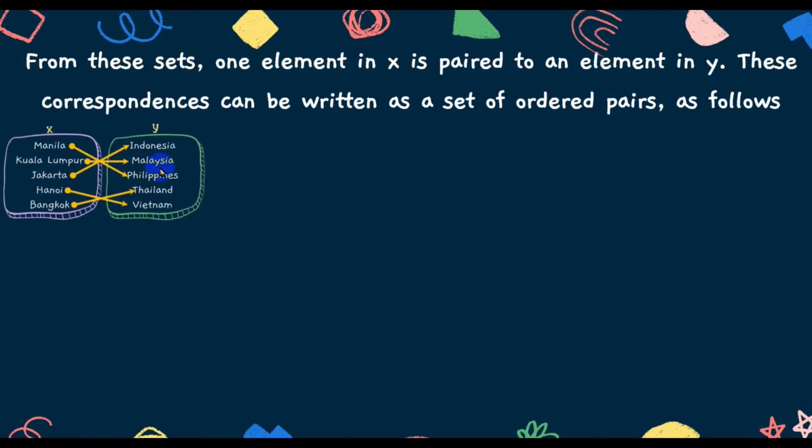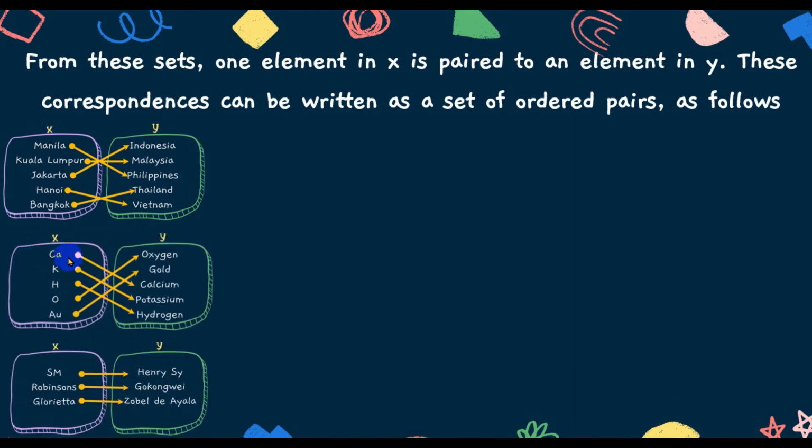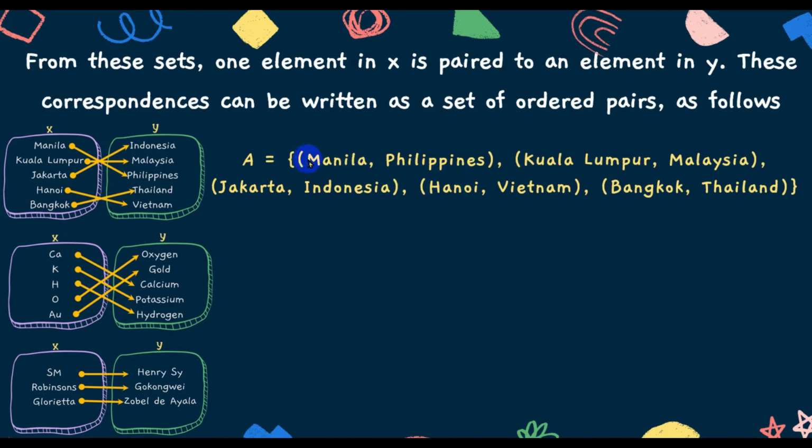So, let's have the first one, the capital cities and the countries. And then the second one, we have the chemical symbols and chemical elements. Then the third is the leading malls and the owners of the malls. So, how are we going to set that as ordered pairs? For the first one, again, ordered pair po, meron tayong X coordinates and Y coordinates. X elements and Y elements. So, in-enclose natin siya sa parentheses and then separated by comma. And since ito po ay set, so ibig sabihin, lahat ng elements in X may kapartner sa element ni Y, and then enclosed sila sa braces.